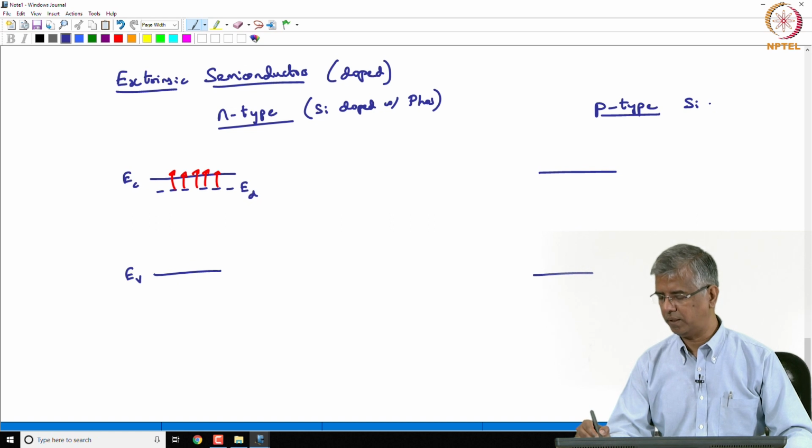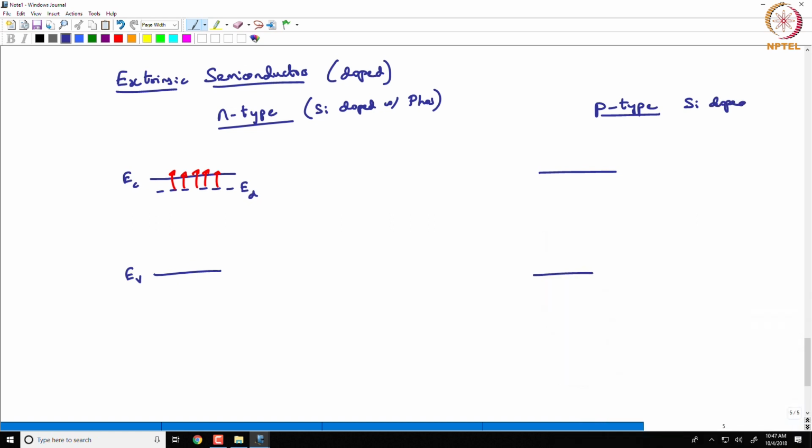And similarly, if you talk about P-type semiconductors, silicon doped with a trivalent element like aluminum, right. And in this case the aluminum is going to occupy a state over here, and it is such that you can have these electrons accepted by aluminum, and in this case what you are leaving behind is holes.